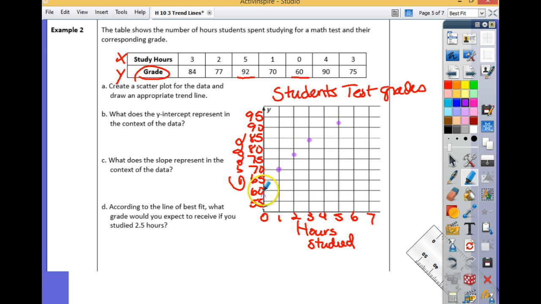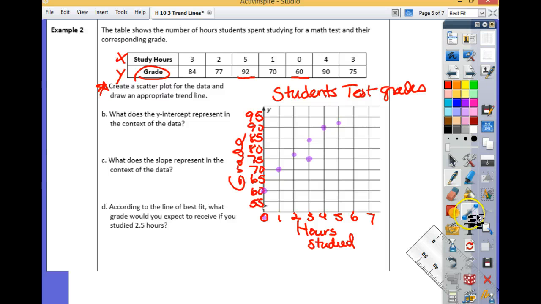0, 60. So it looks like they studied 0 hours and got a nice little D- on our test there. 4 and 90. And 3 and 75. Now we have our data, we've created our scatter plot. Now we need to draw the trend line.